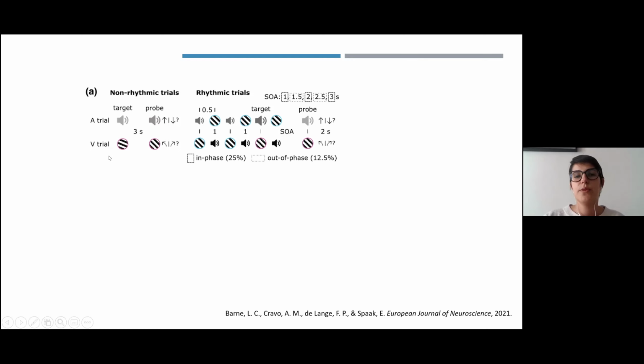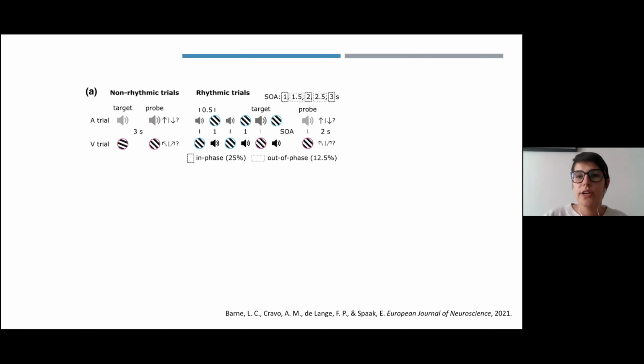And the visual trial was kind of the same, but people had to pay attention to the orientation, and the task was pretty much the same as the non-rhythm. So after a while, we presented the target, and we marked the last one, saying, well, this is the target, so people would know that the following one would be the probe, the different one.